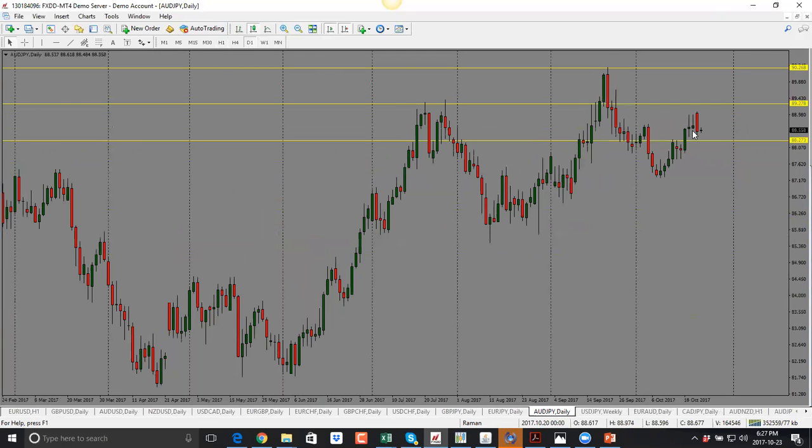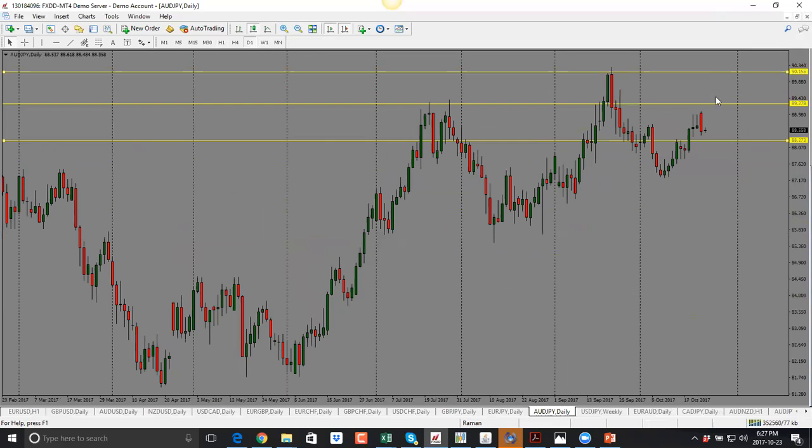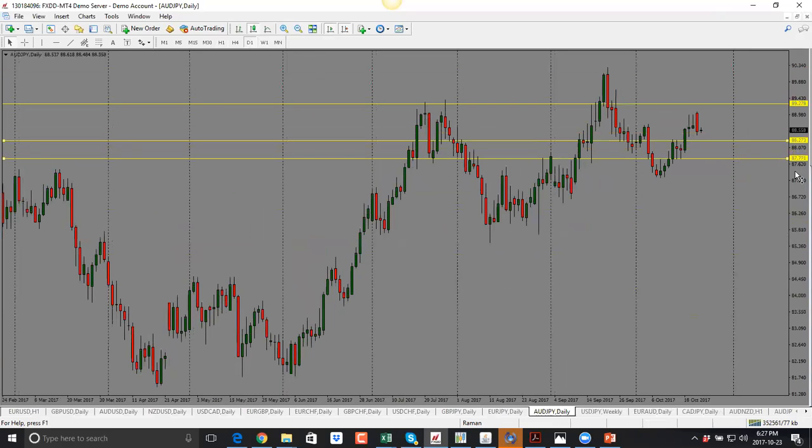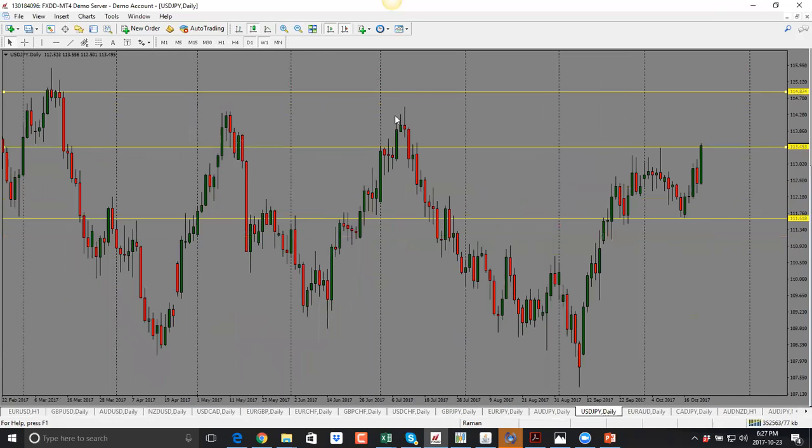Aussie yen looks bearish as well. First target will be 88.27. And then below that, we are looking at 87.70. So bearish on Aussie yen as well.